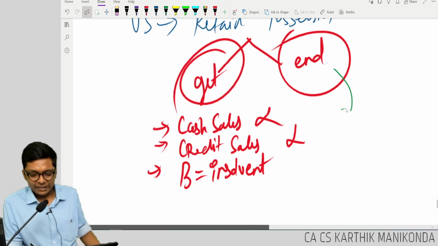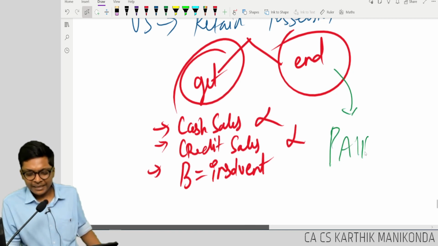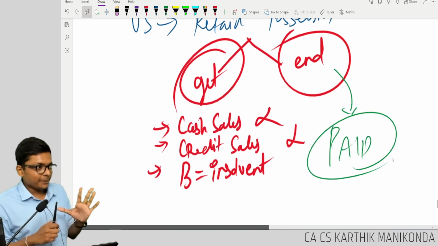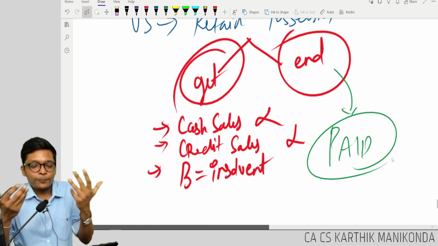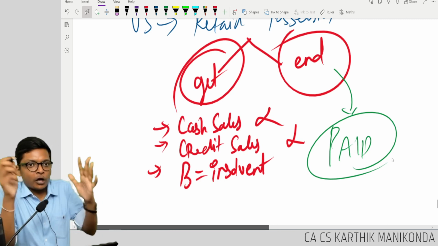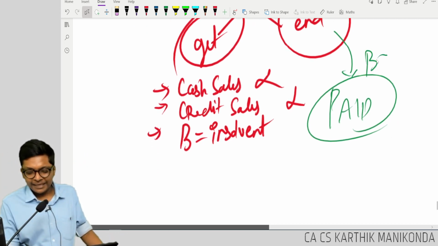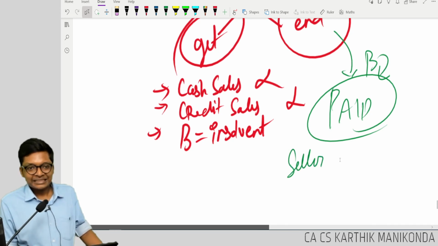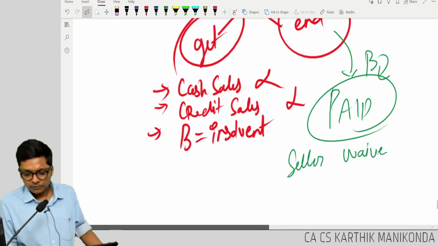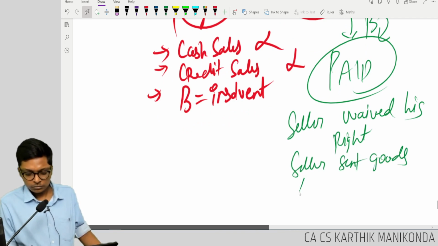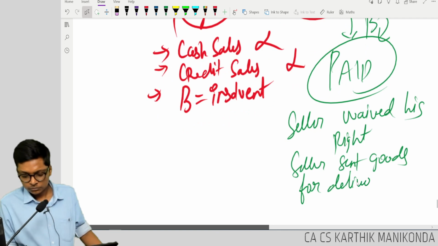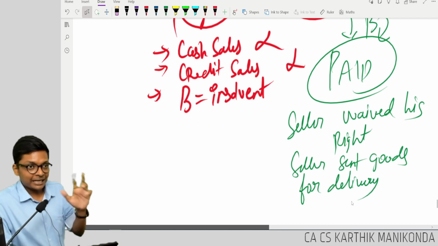When will this right come to an end? Either the buyer made the payment, or the seller waived his right, or I lost the possession. I gave the goods, I sent the goods for delivery. That is the next right.